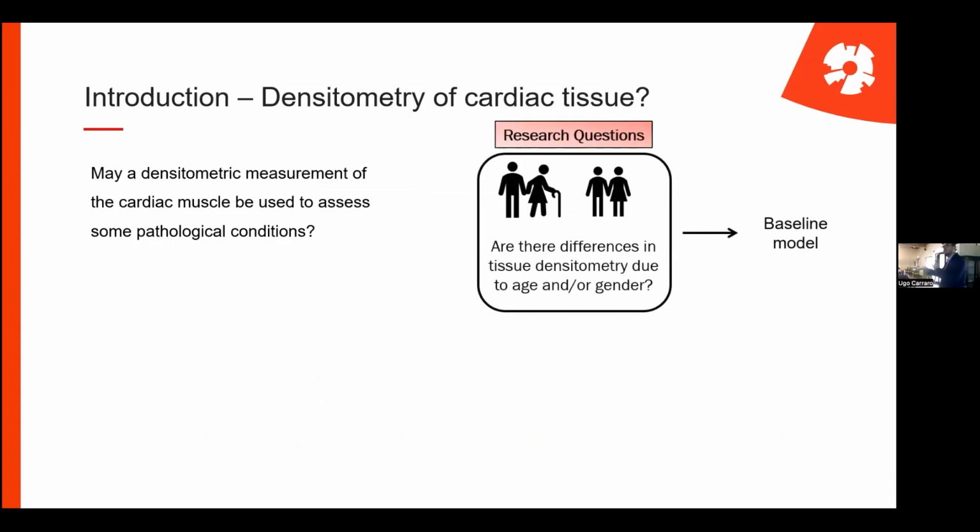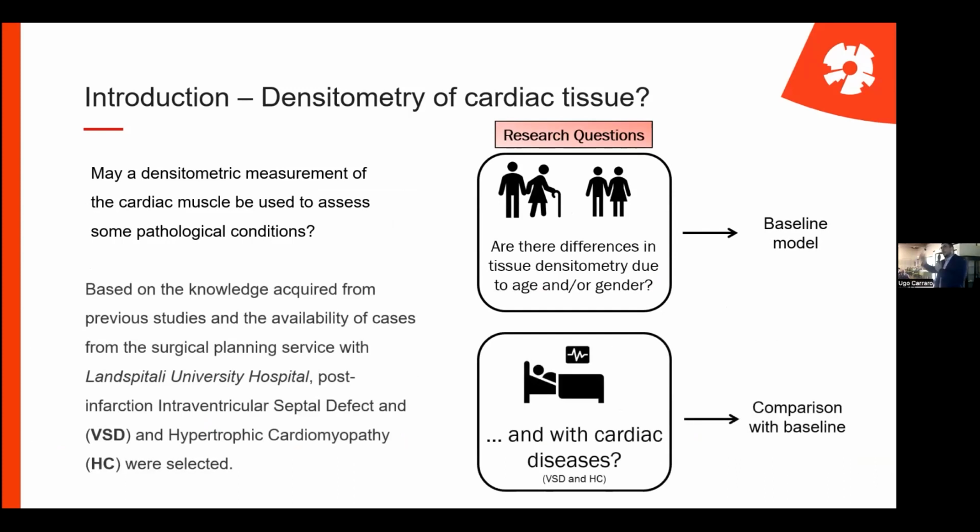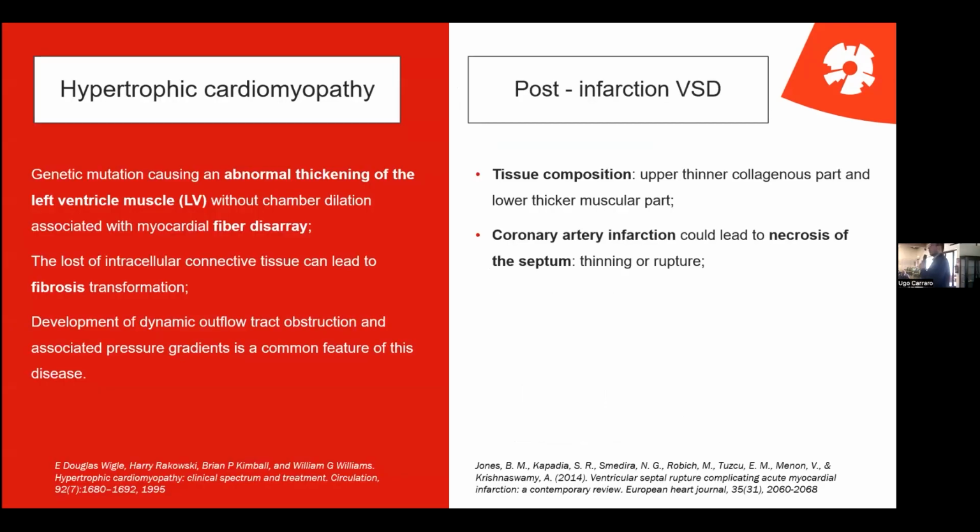Are there differences in age, gender? So the first thing is to create a baseline model that we can then compare with models from cardiac disease. And for our research, we used data, thanks to the Service of Surgical Planning at the Lens-Spital University Hospital, and we decided to use data from subjects with post-infarction intraventricular septal defect and hypertrophic cardiomyopathy. Why these two pathologies? Because underneath there are some changes in the tissue composition and organization.